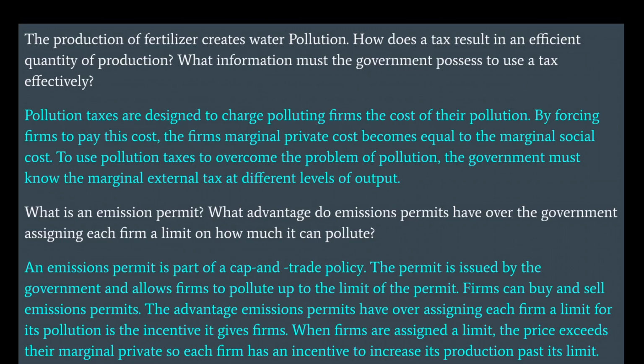What is an emission permit? What advantage do emission permits have over the government assigning each firm a limit on how much it can pollute? An emission permit is part of the cap and trade policy. The permit is issued by the government and allows firms to pollute up to the limit of the permit. Firms can buy and sell emission permits.